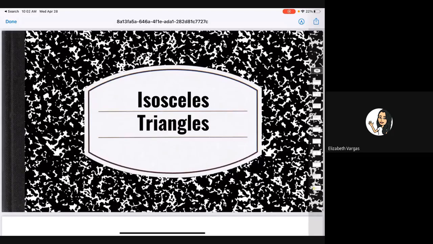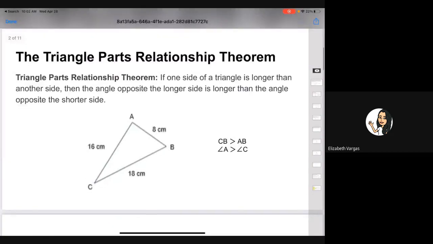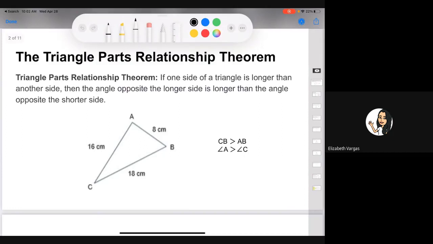Angles. Okay. So just a reminder about what we reviewed last time. We reviewed the triangle parts relationship theorem. Remember that the triangle parts relationship theorem told us that opposite the longest side length is going to be the largest angle, and opposite the shortest side length is going to be the smallest angle. So that was the triangle parts relationship theorem.